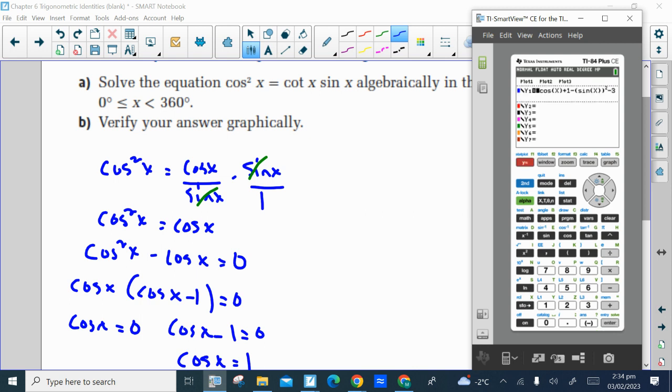I'm going to put the original equation in there. So the left side, I'll put in y1 will be the cosine of x all squared. And on the right side, to do this right, I'll use the original equation, which is cotan x times sine x. I don't have a cotan button on the calculator, but cotan I can write as 1 divided by tan x. So I kept that together times sine x. So there should actually be only 3 points of intersection here.